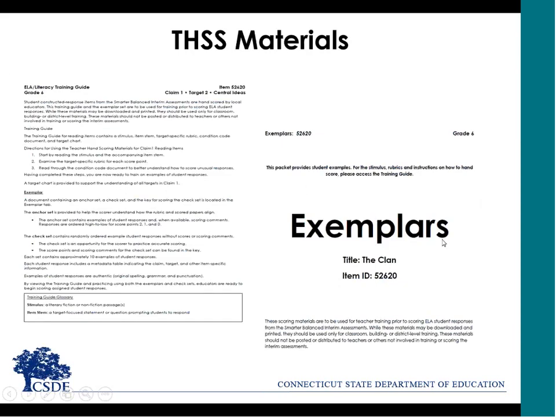The THSS gives the scorer access to a training guide which contains directions for using the materials, a stimulus or stimuli if appropriate, the item stem, a rubric, condition codes, and lastly, a chart of the grade level claim and target that corresponds to the item. The exemplar sets are the same as those provided last year. Each contains annotated and scored student responses for a given item, a check set with annotations, and an answer key.